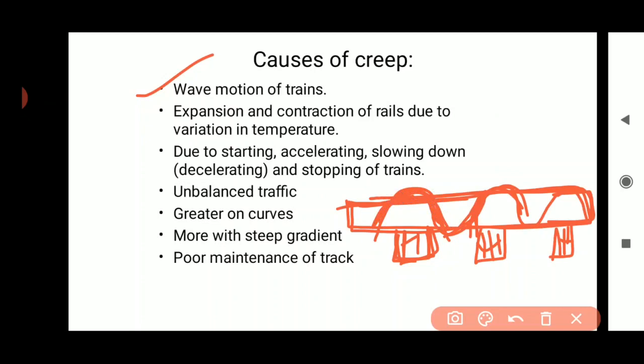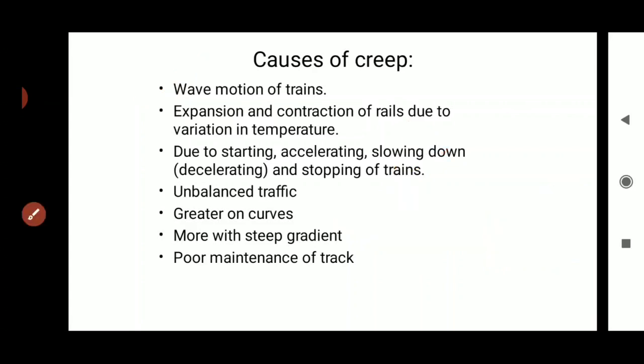Okay, so next, when the wheel of the train strikes against this crest, creep is developed. Because the wheel pushes the wave with a tendency to force the rail in the direction of traffic, the creep is occurring due to the wave action of trains, or due to the wave motion of trains.